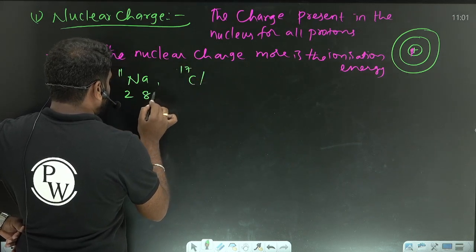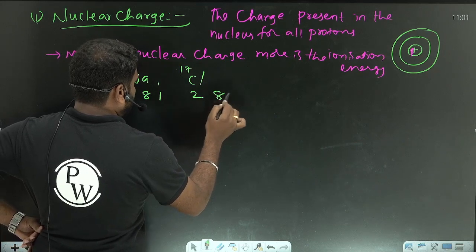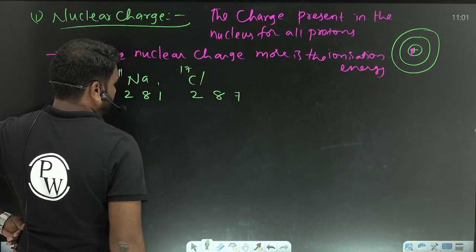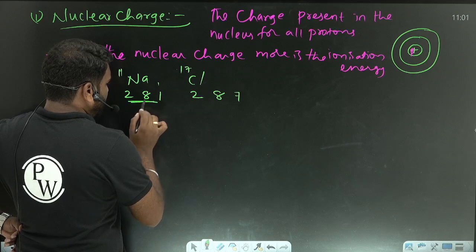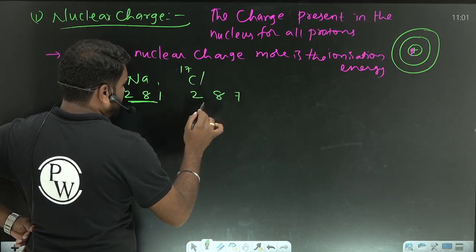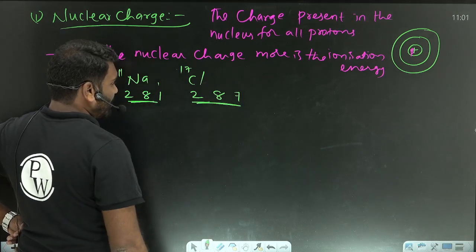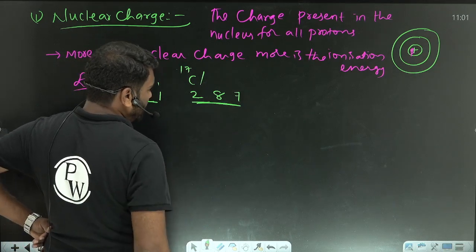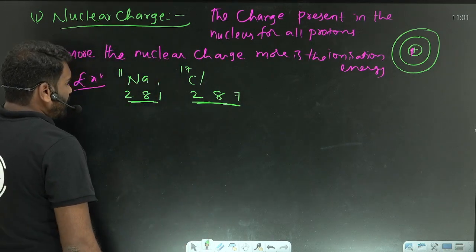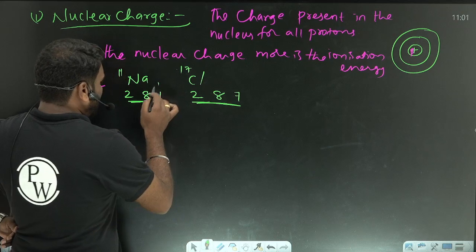When you see the electronic configuration, 2, 8, 1. Sodium has 11 protons and 11 electrons. Chlorine has 17 protons and 17 electrons. So what will happen here? This is the outermost shell.